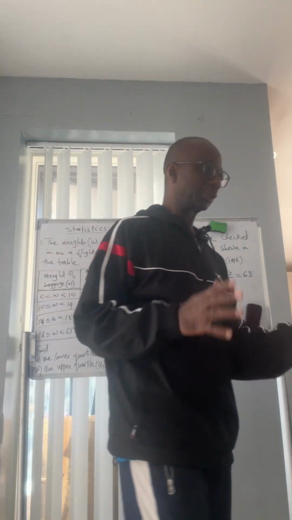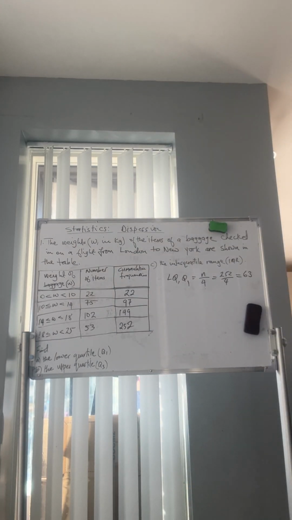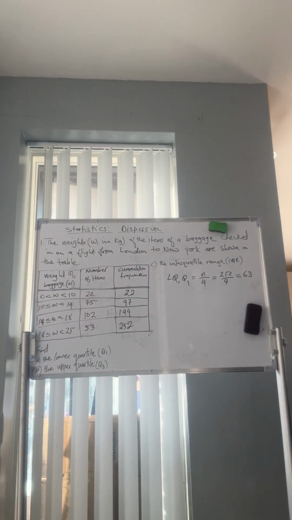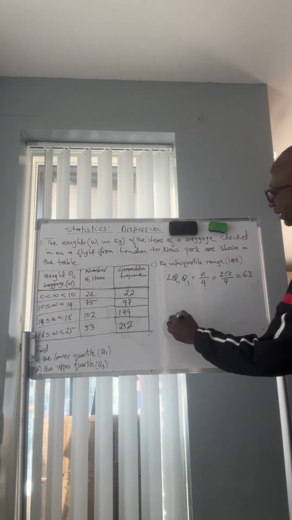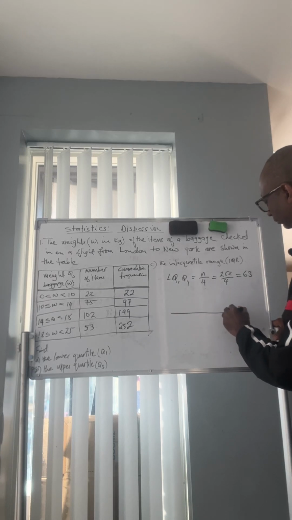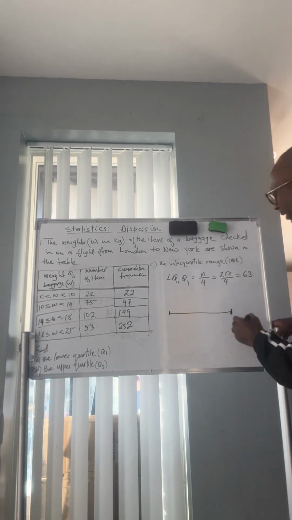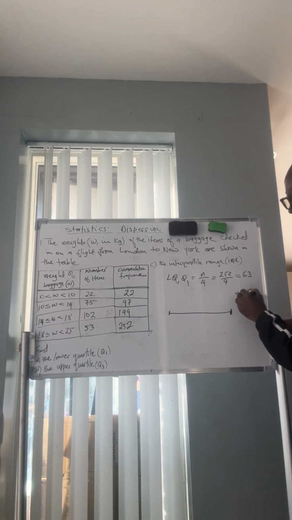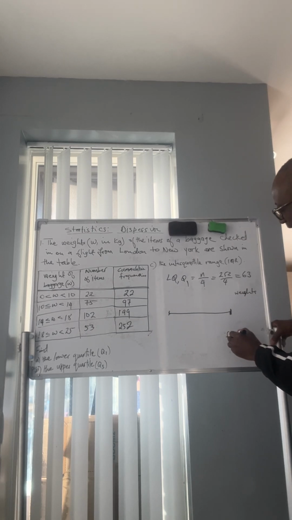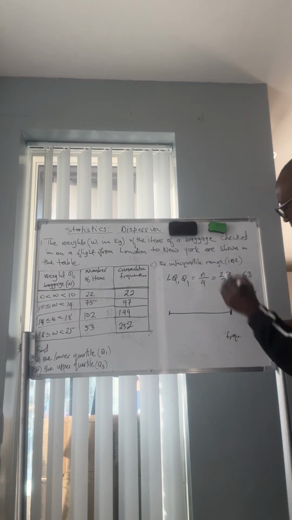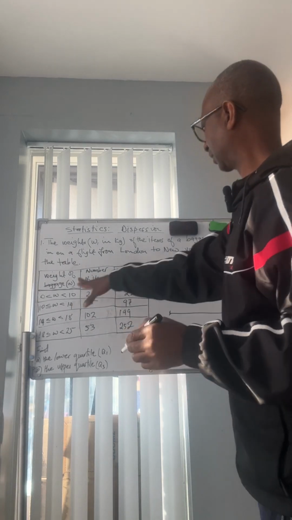Ratio, which compares two functions. Proportion, which says the two proportions are equal, the two functions are equal, or the two sets are equal. That is proportion. So what we are going to do here, let's say you have this line. And up here, we are going to represent our weights. Bottom, we are going to represent our frequencies. That is cumulative frequencies. Here are our weights.